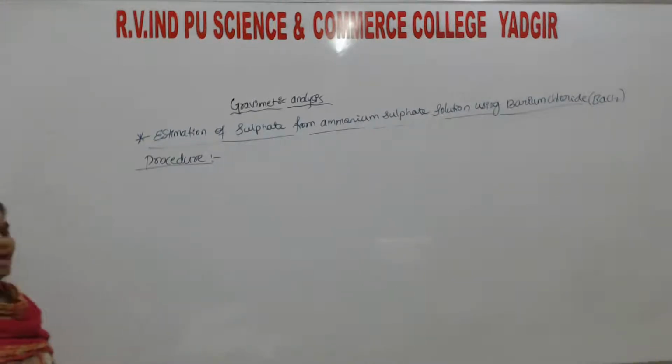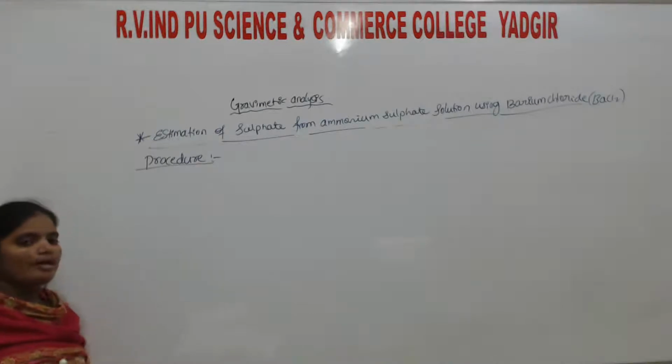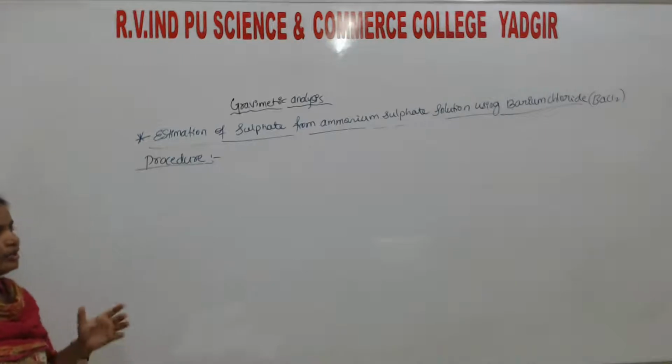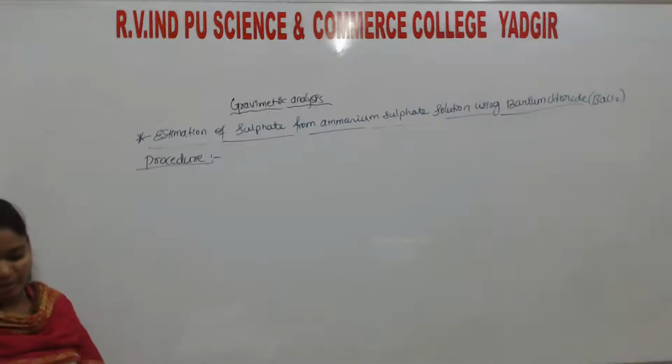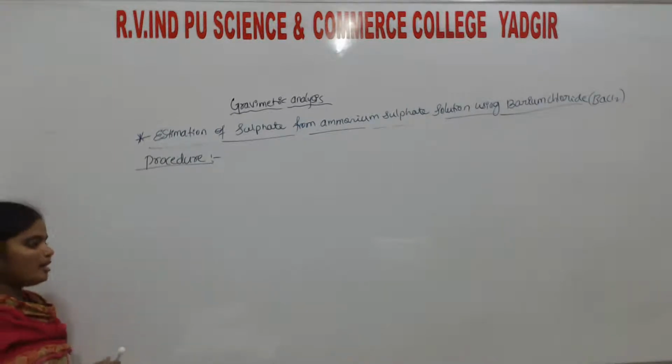First of all, you dilute the given unknown solution in a standard volumetric flask. You dilute that given solution up to the mark using distilled water. Now, given a 250 ml standard volumetric flask, you dilute it up to the mark.